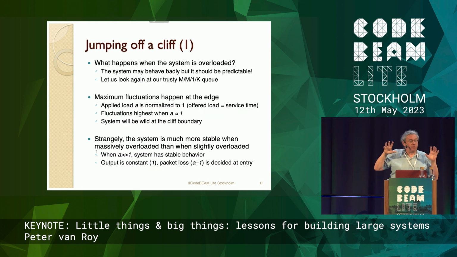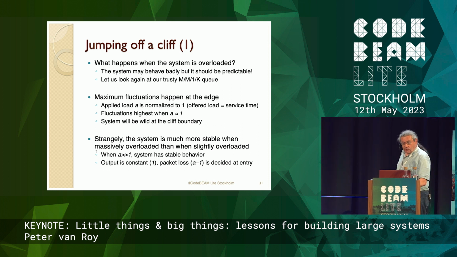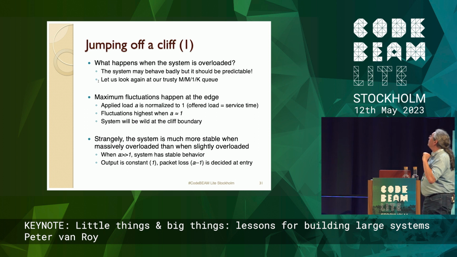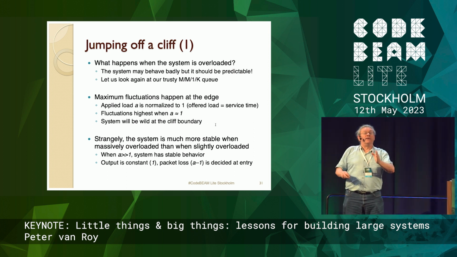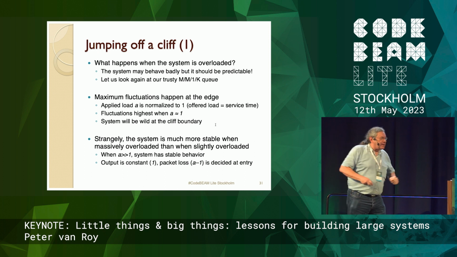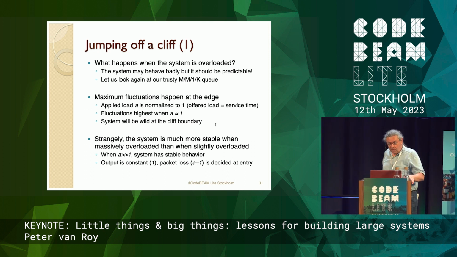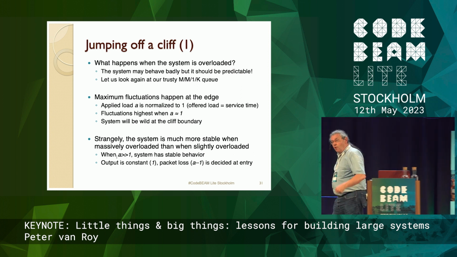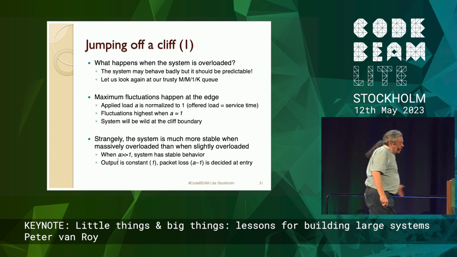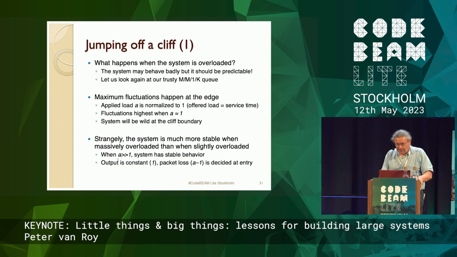Okay, and I want to give you some intuition on that. It will be predictable. So again, we're going to go back and look at this wonderful MM1KQ, which gives you a very good model that corresponds to reality. It turns out the worst situation happens exactly at the edge, when the load is equal to 1, right at the maximum that it can handle. So it's not yet really overloaded, but your system becomes wild, okay? It's very interesting. The system will be much more stable when it's massively overloaded than when it's slightly overloaded, okay?